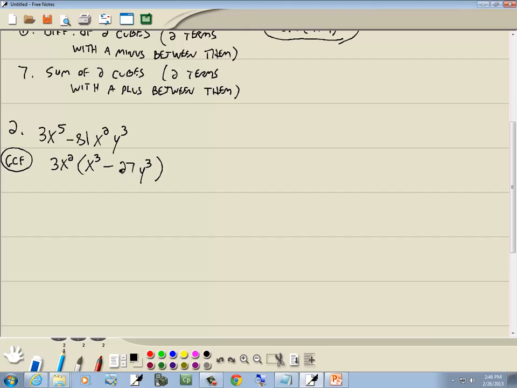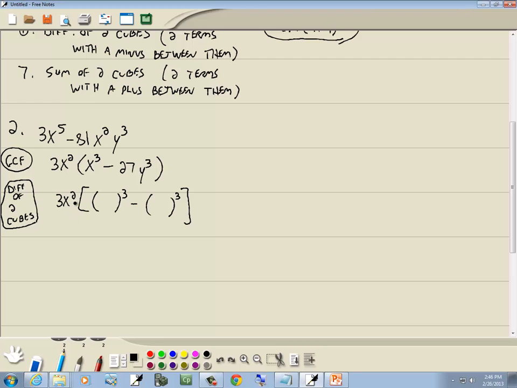Now, two terms though, minus, string it. I think difference of two squares, but nothing times itself will give you 27. So then I go on to difference of two cubes. Now remember, with the difference of two cubes, we're going to try to rewrite this as something to the third power minus something else to the third power.